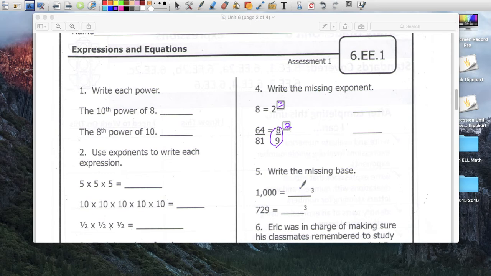Write the missing base. What number to the third power, multiplied by itself 3 times, equals 1,000? I'm going to say that's 10. 10 times 10 is 100, and 100 times 10 is 1,000. Next, 729. 7 times 7 is 49, times 7, no. 8 times 8, 9. I'm going to say 9. 9 to the third power. 9 times 9 is 81, and 81 times 9 is 729. Yep, so it's 9 to the third power. Okay.